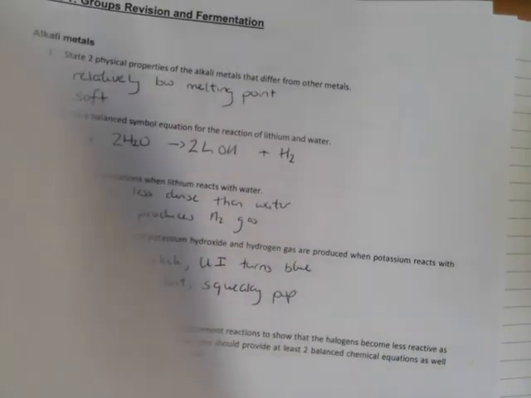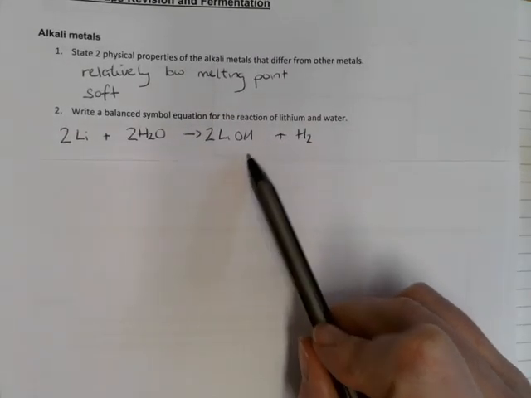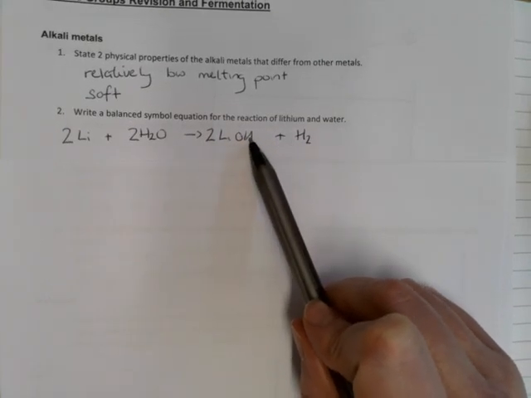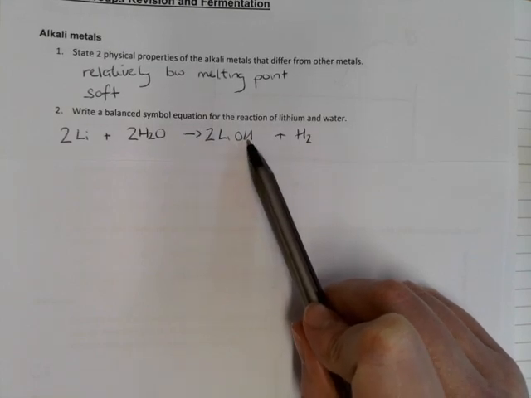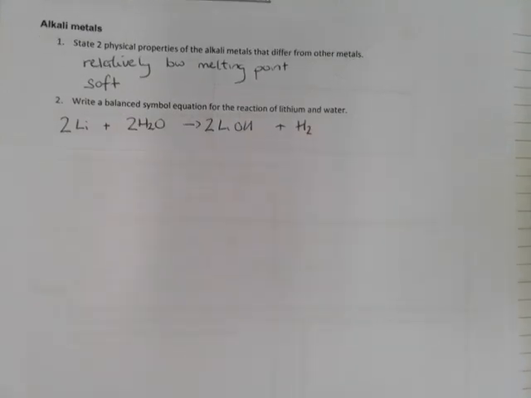So in terms of what actually happens, you're going to form the metal hydroxide and you're going to form hydrogen gas. Often people just forget that that's the product that's formed. So lithium hydroxide or potassium hydroxide, depending on the metal that you've used, and you're forming hydrogen gas.